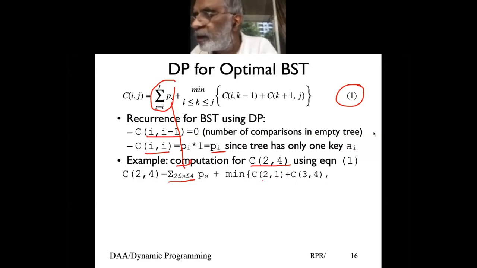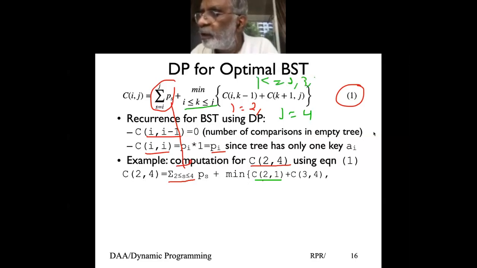Remember, i is 2 and j is 4. When K is equal to 2, this becomes C(2,1), and K plus 1 becomes 3, with j being 4, we get C(3,4). Remember that i is always 2 and j is always 4, so this will remain the same everywhere. Only this part would vary.